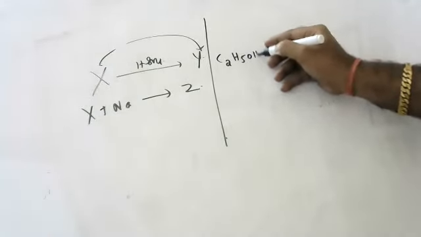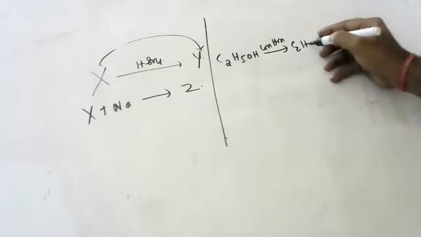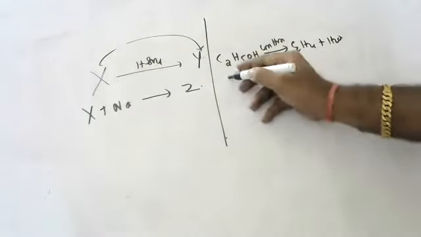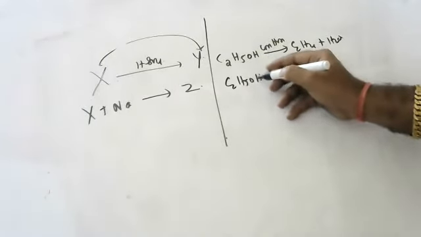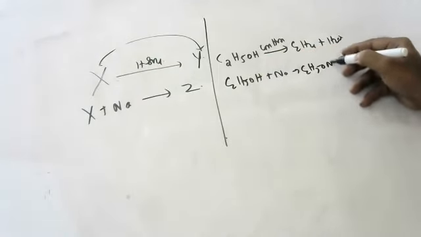Alcohol. Ethanol on dehydration gives ethene plus water. C2H5OH also reacts with sodium and forms C2H5ONa plus hydrogen gas.